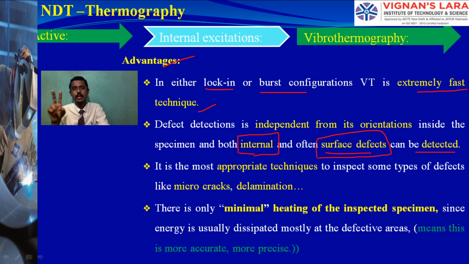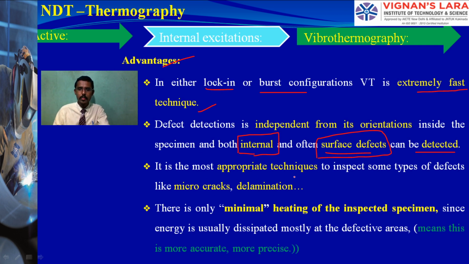Usually we have used radiography for subsurface defects. We classified like that in the previous classes and at the beginning of the class also: surface defects by liquid penetrant and magnetic particle dusting, subsurface defects by radiography. But this thermography method, vibrothermography especially, is able to find internal defects, subsurface and near-surface defects, and surface defects can also be detected.